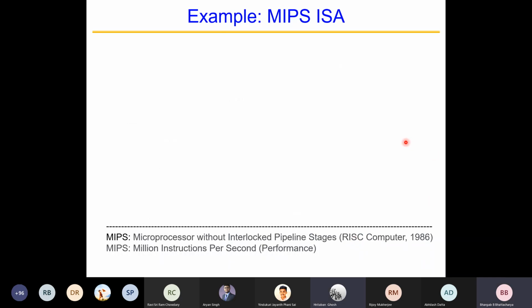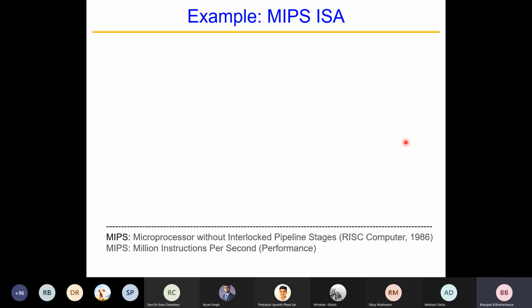Okay, let me give you a very simple example. In your lab course, you will study MIPS and you will write many programs using MIPS assembly language. So I would discuss two instructions here to show the attributes or properties of MIPS. By the way, MIPS stands for microprocessor without interlocked pipeline stages. This basically refers to a RISC computer which was built by MIPS Technologies Limited in 1986.